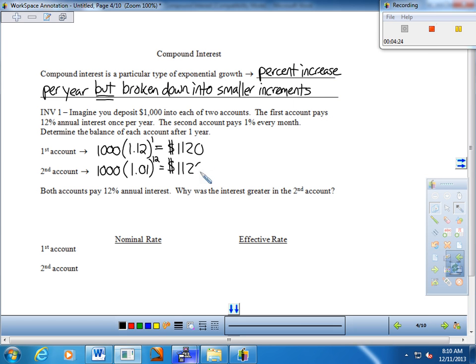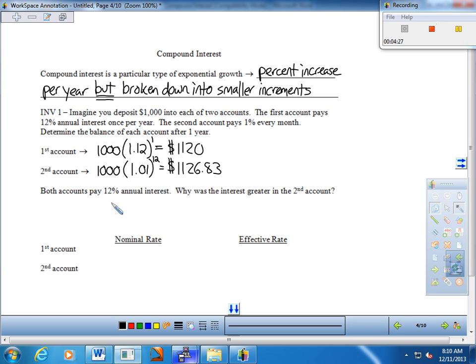And you know, obviously, the question is coming. So let me go ahead and read it. As I specified, both accounts pay 12% annual interest. And the question, of course, is, why was the interest greater in the second account? Why did we make more money in the second account as opposed to the first account? So think about it for a minute. And, you know, when I write my stuff in here, if you want to go ahead and paraphrase it, that's perfectly fine. But really, we want to get down to the idea of what compound interest means.